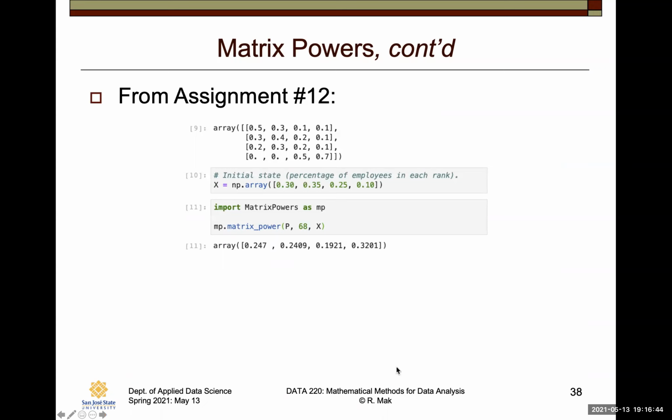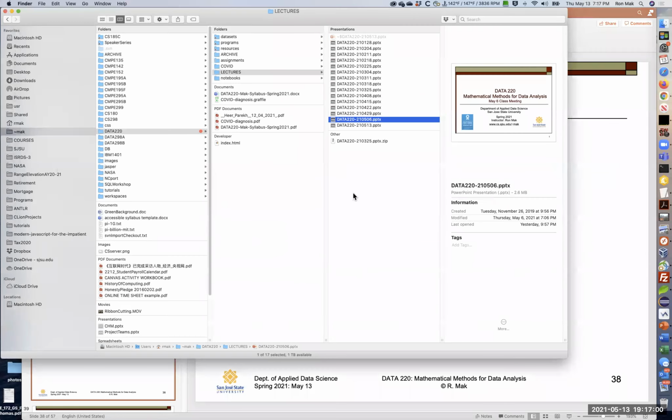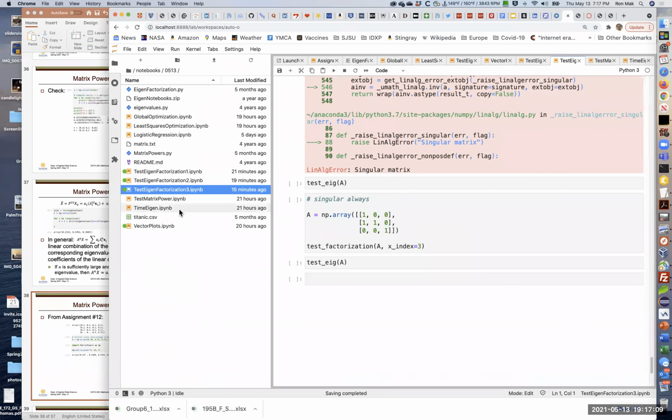This is from assignment 12. This was the percentage of workers moving from one rank to another. Matrix power is in my notebook. Let's take a look at matrix power. Where's my notebook? Okay, matrix power.